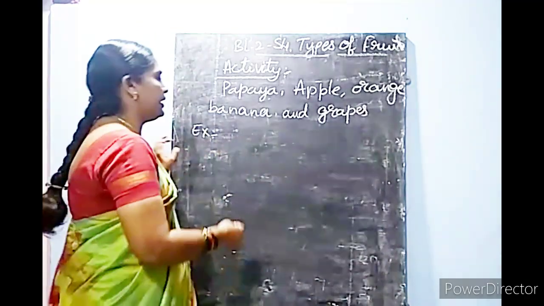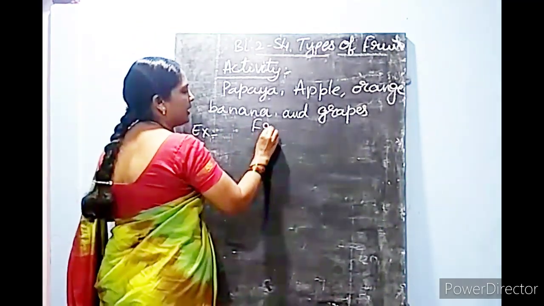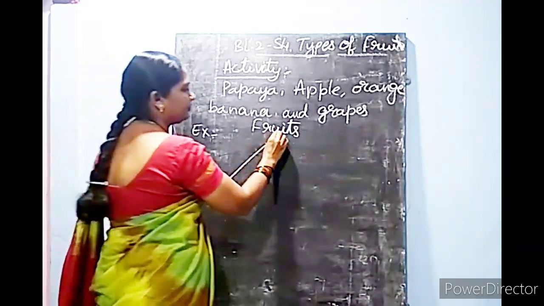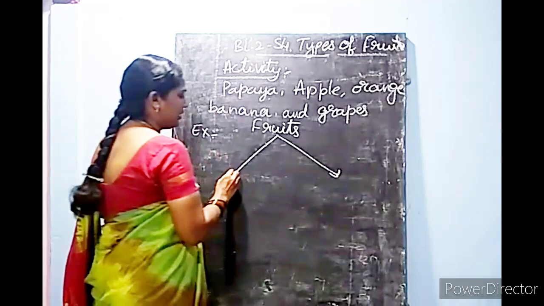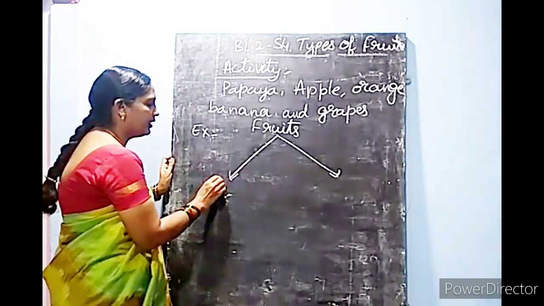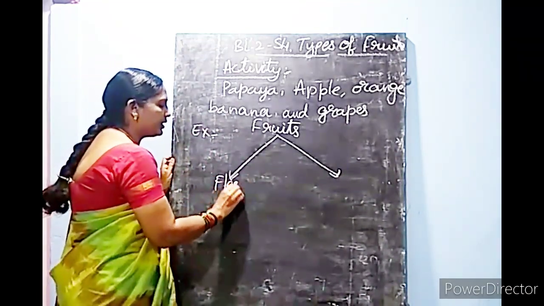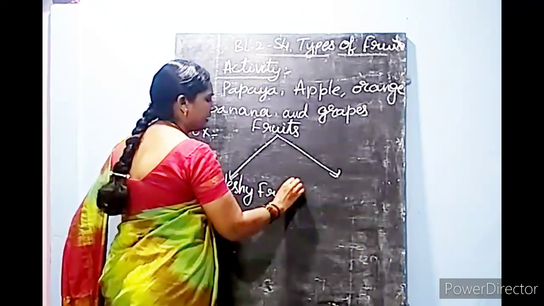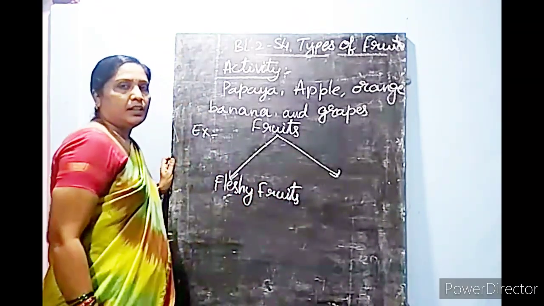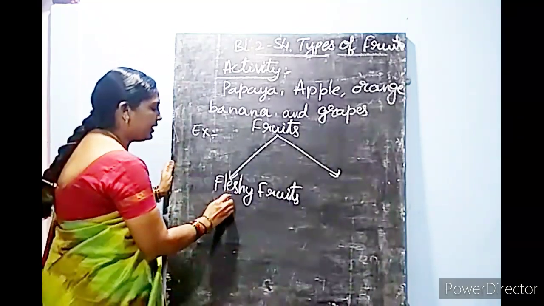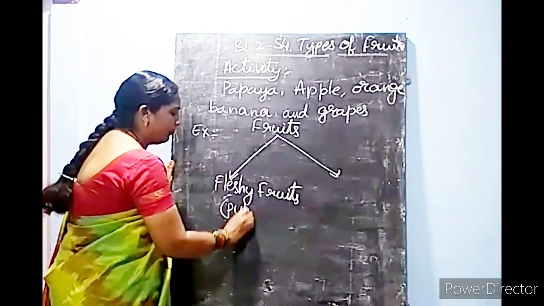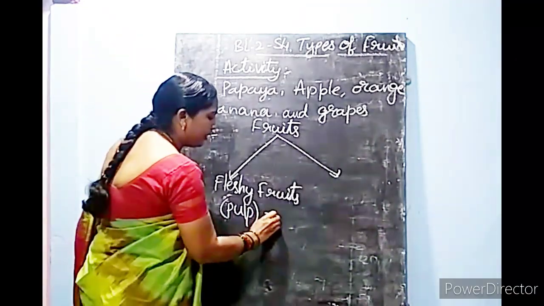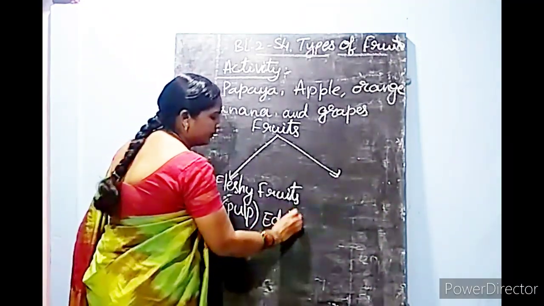What are those? We'll see. So the fruits are classified into two groups. One is fleshy fruits. Fleshy fruits. That means what they have inside? They are having pulp inside. Pulp is the edible part in these fruits.